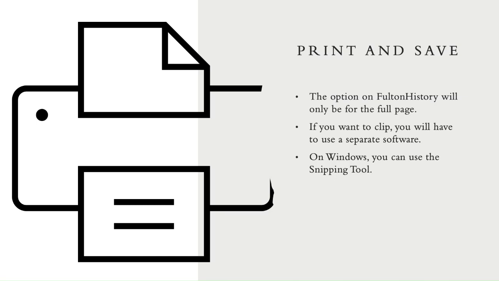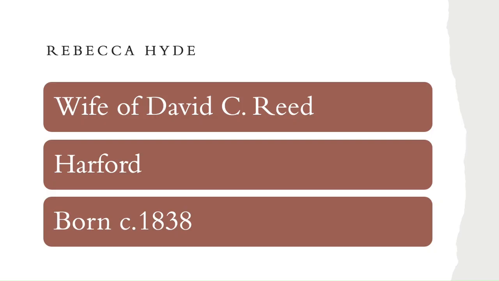When you select to either print or save, please know that this will be for the full page of the newspaper. If you want the zoomed in portion, or you just want a clipping, you'll have to use a separate software or screenshot. On Windows, you can use the snipping tool to snip the clipping that you would like. Let's take a look at another example.